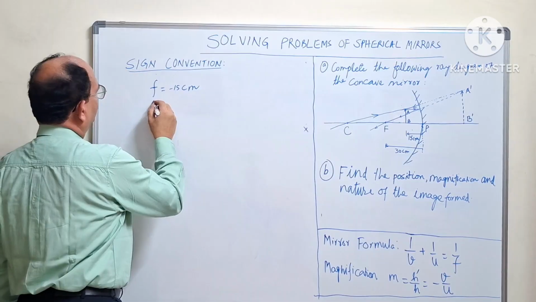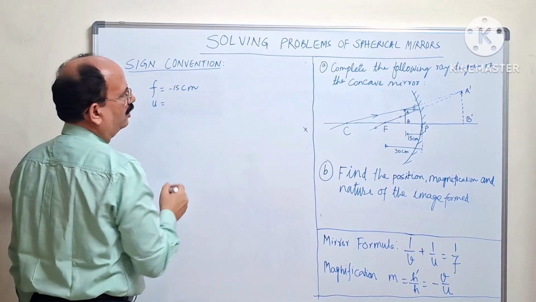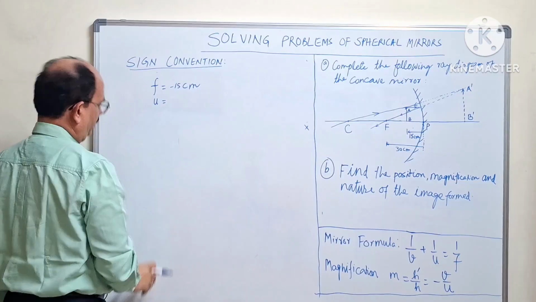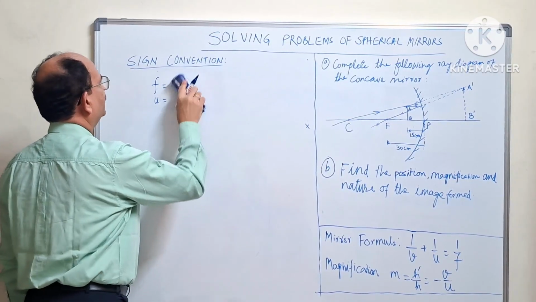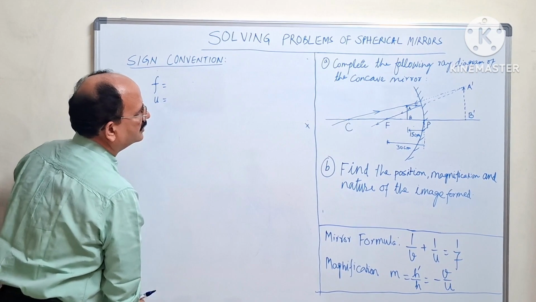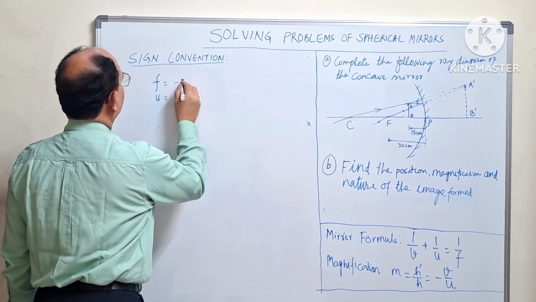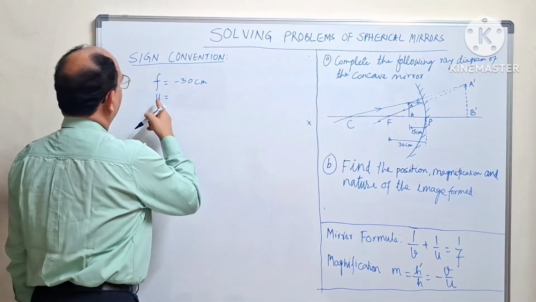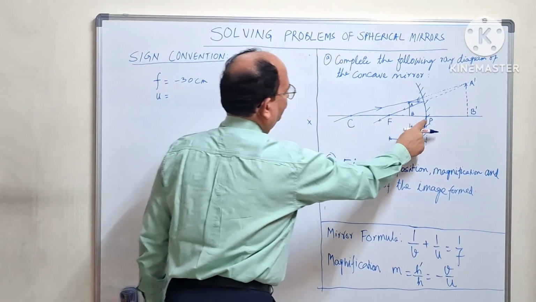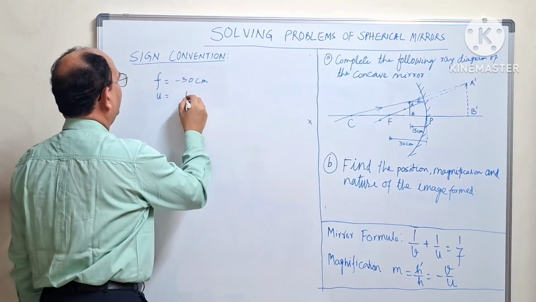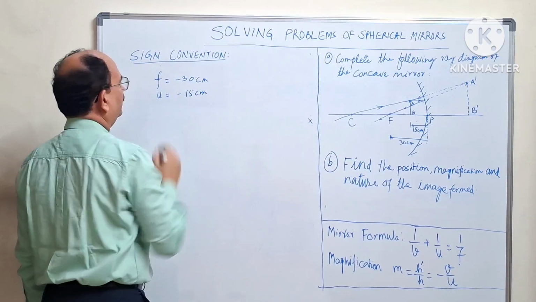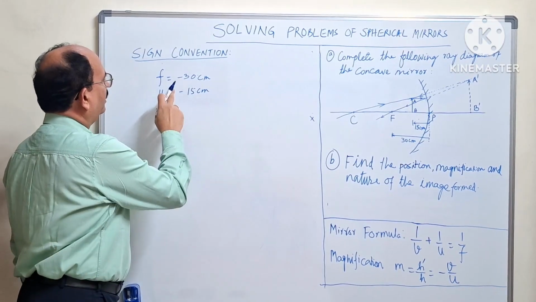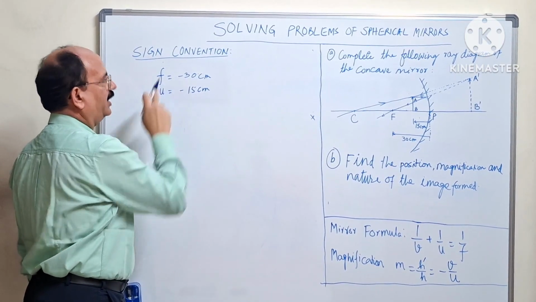The object distance u will be equal to minus, okay, there is a bit of error here. The focal length is not minus 15, rather the focal length is minus 30 centimeter in this particular case, minus 30 centimeter. And the object position, which is here from the pole, is 15 centimeter again in the left side. Right. So this is the value and the corresponding sign of u and f.